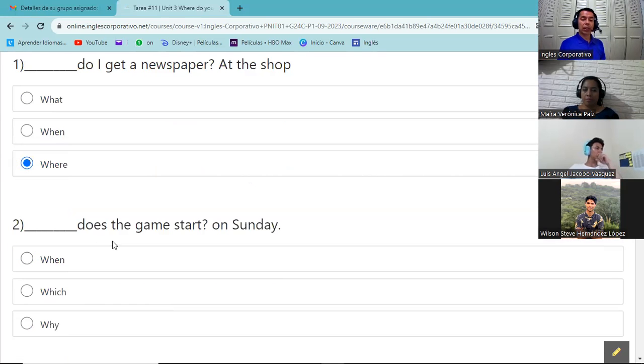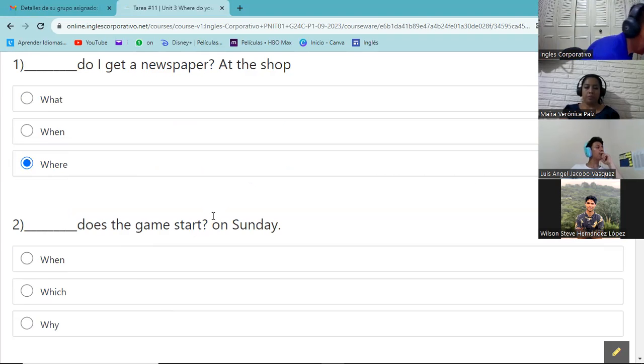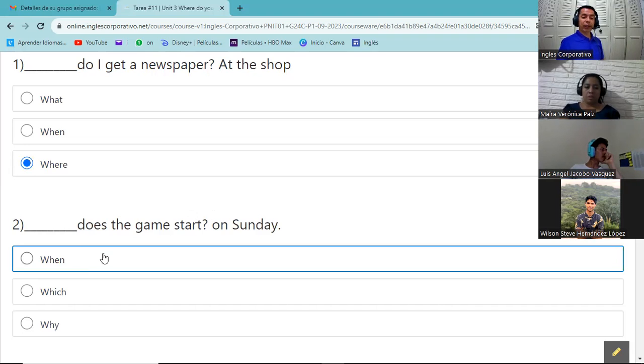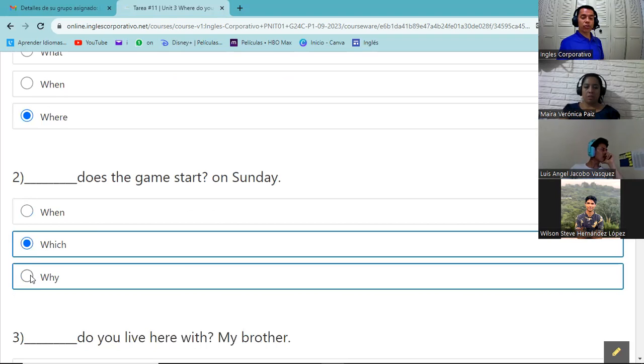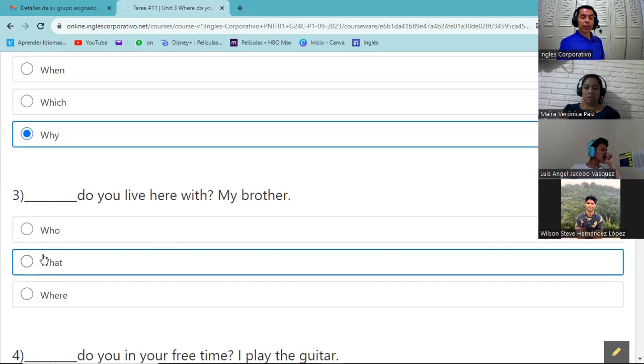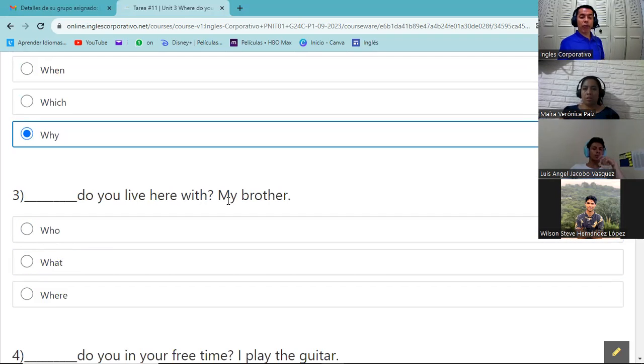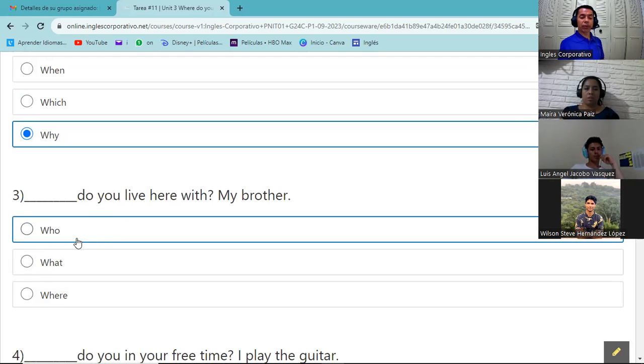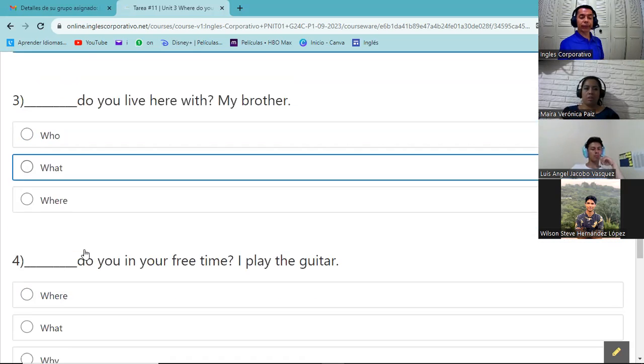Good. La número 2 dice on Sunday. Sunday es una persona, es un lugar, es tiempo, es un motivo, es una forma, ¿qué es? Sunday. Y ahí pues le dan ustedes cualquiera de los tres. When, which, or why. En la número tres dice mi hermano, my brother. ¿Qué es mi hermano? Who, what, or where.